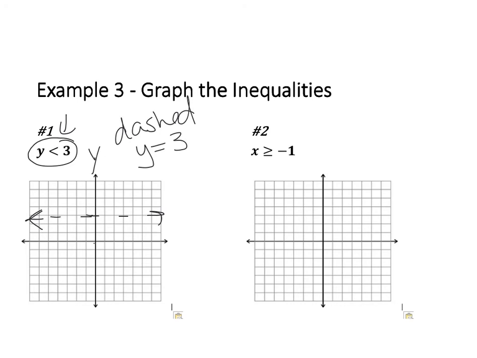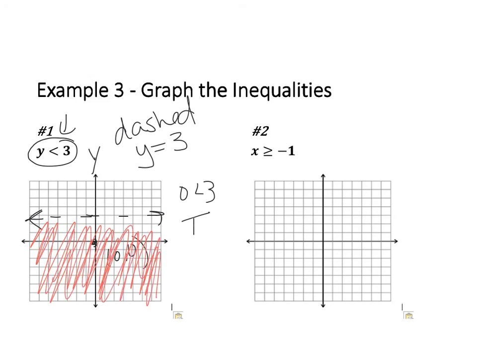Alright. Now when I substitute my test point in, I'll just substitute in the point, let's see, 0, 0. I don't have an x-coordinate, but I have a y-coordinate. 0 is less than 3. And that is true. So that means I shade below the line, any numbers less than 3. That's basically what that shaded area is. I'm shading in all the numbers smaller than 3.